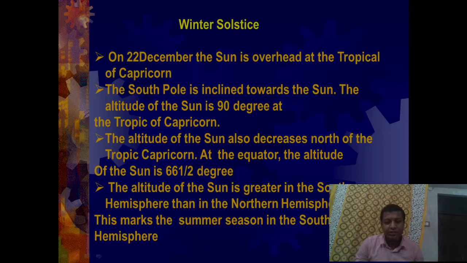Dear students, the altitude of the sun is greater in the southern hemisphere than in the northern hemisphere. That's why this marks summer season in the southern hemisphere and winter season in the northern hemisphere.